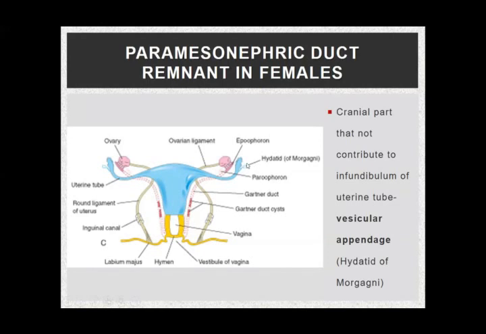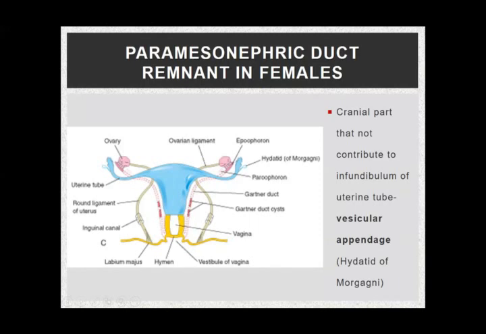Vesicular appendix भी कहते हैं इसको. Yeah, hydatid of Morgagni भी कहते हैं. Whatever you want to remember. और ये वही जो हमने mesonephric duct के remnants किए थे. Parophoron over here would be, these are the ecuphoron. ये Gartner's duct है, Gartner's cyst.